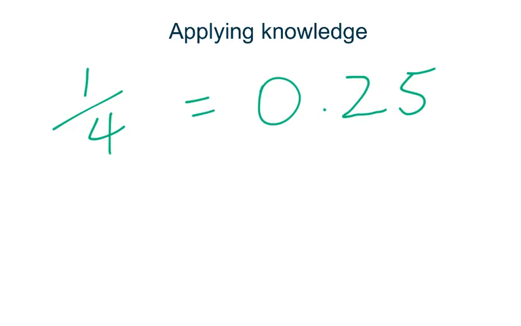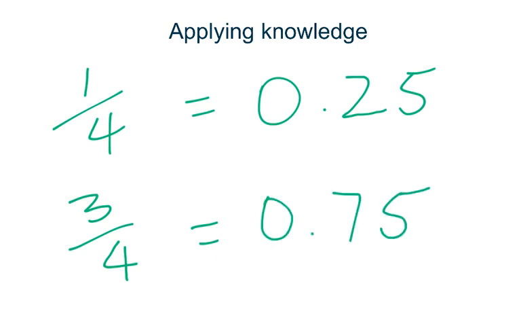Let's apply this knowledge to 1/4. If we know 0.25, then of course we should be confident with something like 3/4, knowing that it's just 3 times as big, or 3 lots of 2/10 and 5/100. Or we could think of it as 3 lots of 25/100, so 0.75.